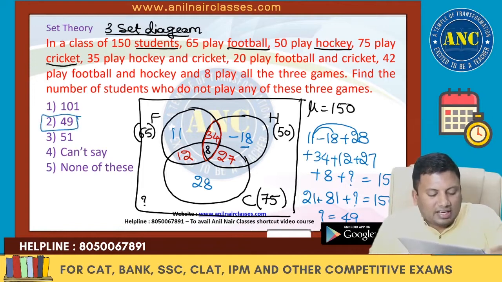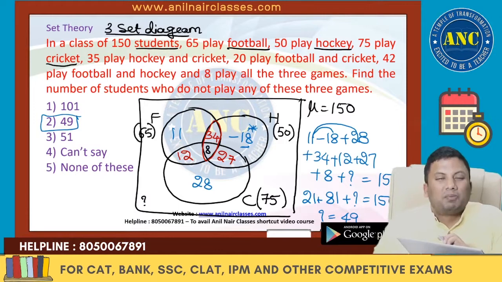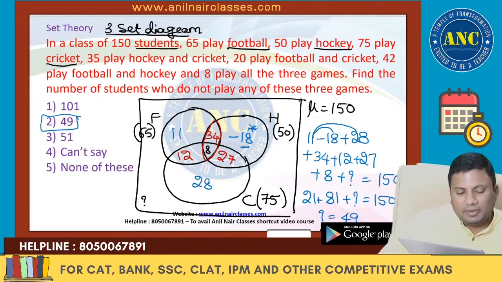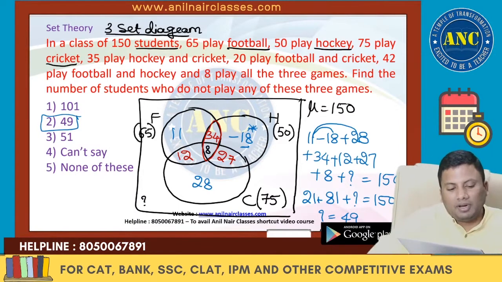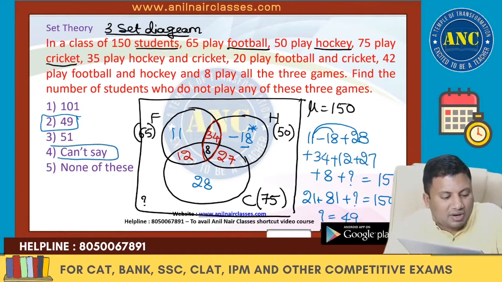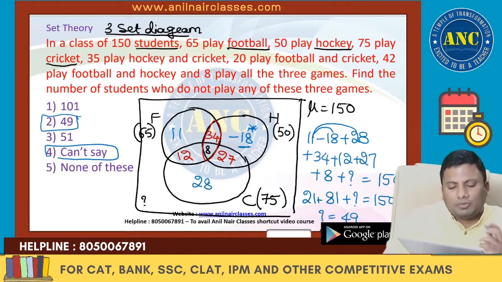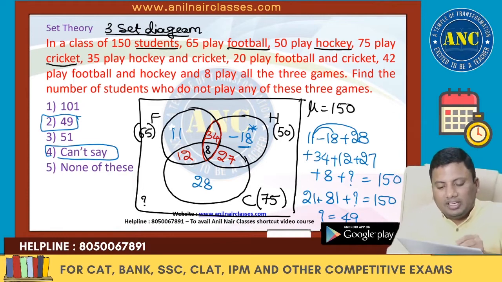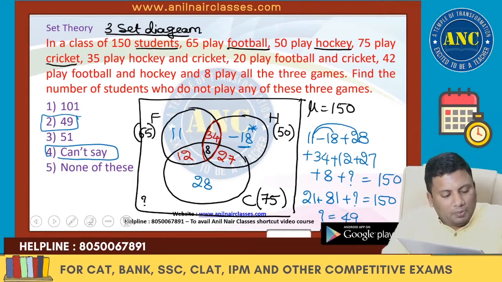Even though the answer is 49, the number of students who are playing hockey being minus 18 seems mathematically incorrect, but we will go with the answer option. We cannot say is also seems to be an option because there is a negative value. Assume that cannot say is not there, so tick the marker. This is mathematically incorrect. I hope it is clear.